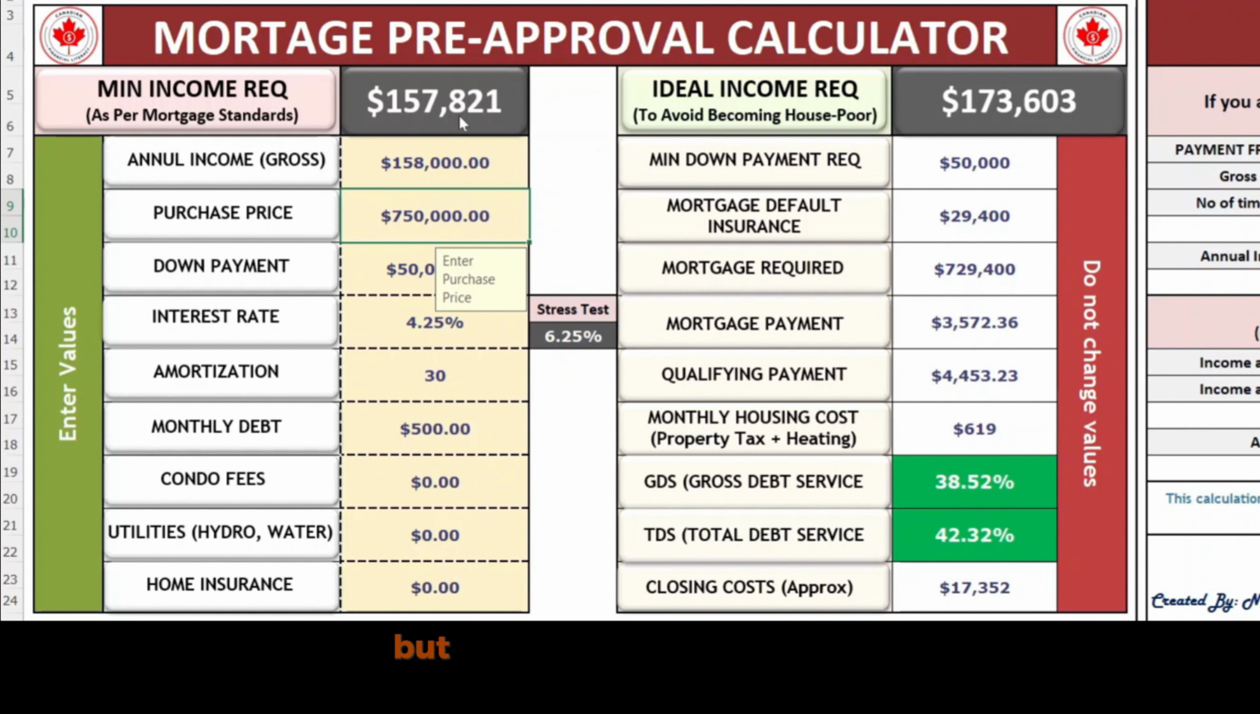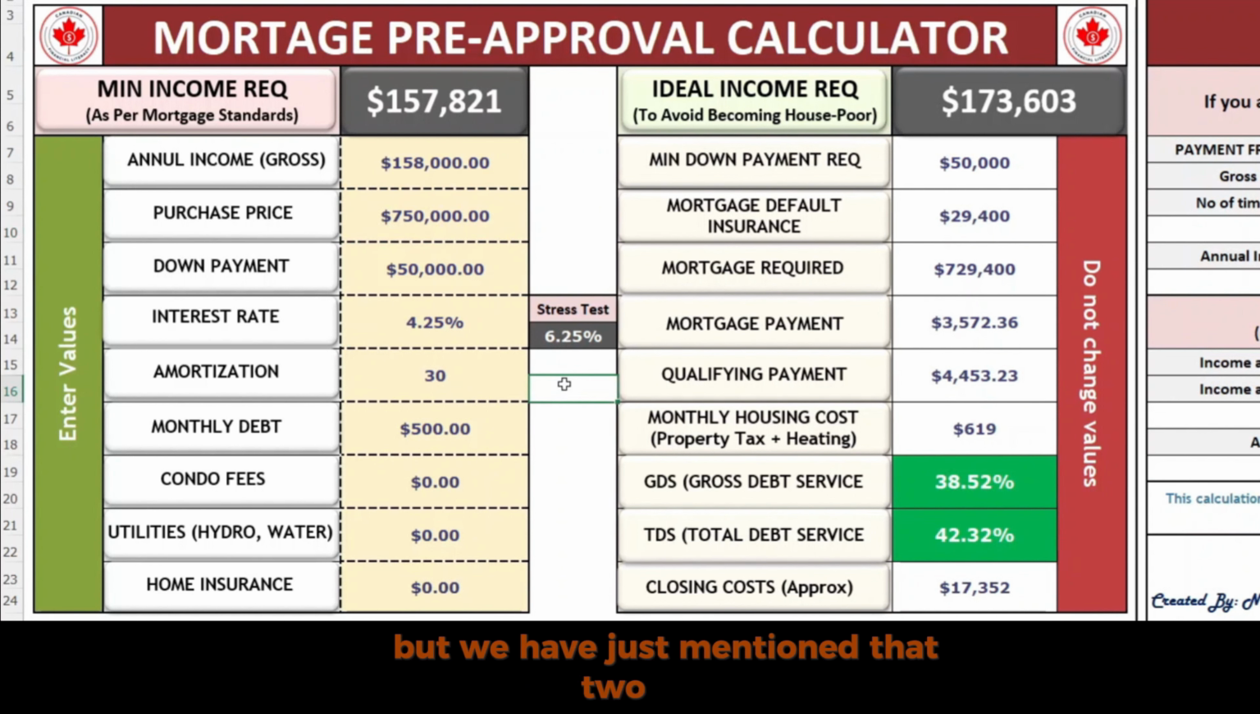$157,821. But we have just mentioned two things banks are doing wrong. First of all, they are stretching your housing budget up to 39% of your gross income. They are not considering your net income. If you go by this, your housing budget will be at least 50 to 55% of your net take home income. If you stretch yourself to pay this much on housing, how will you survive on the other costs you have to incur to run your life?